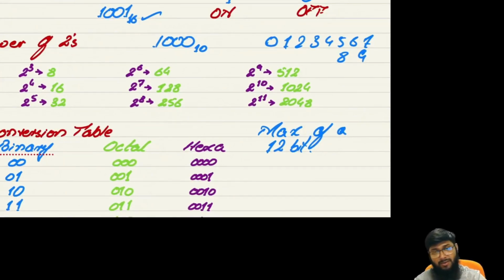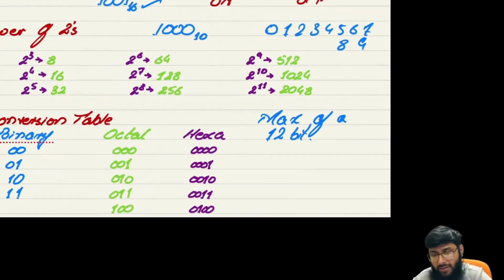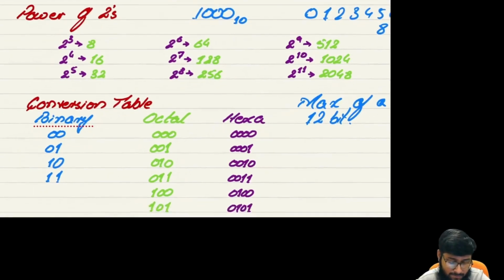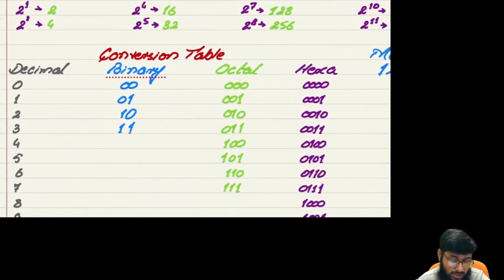So maximum of 12-bit number can be done, not more than that. By chance, God forbid, if you are getting that thing, what you need to do is just multiply 2048 by 2 once again, and you will be getting the next number. That's quite simple. Now coming towards the conversion table.